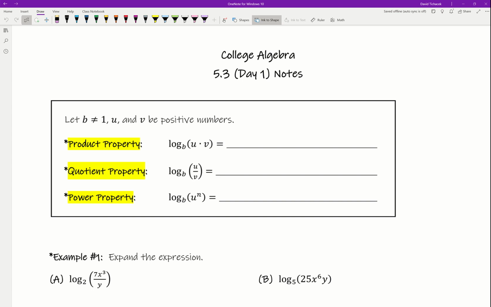Alright friends, welcome back. In this video we're going to take a day one for section 5.3 from your textbook, and we're going to continue to talk about logarithms. Specifically, we're going to be working with expressions involving logarithms and taking a look at how we can expand them and how we can condense them.